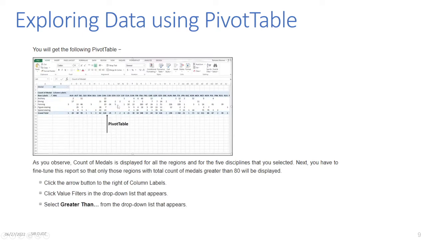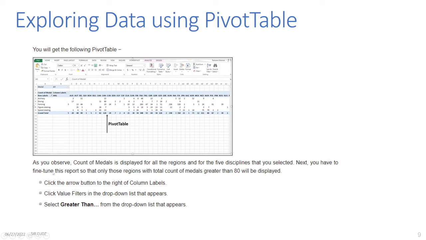So this will be the appearance. So we have here the countries, and these are the disciplines, and then we have here the values. As you observe, count of medals is displayed for all the regions, so all the regions here, and for the 5 disciplines that you selected.